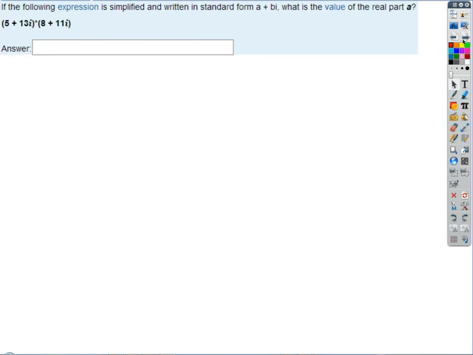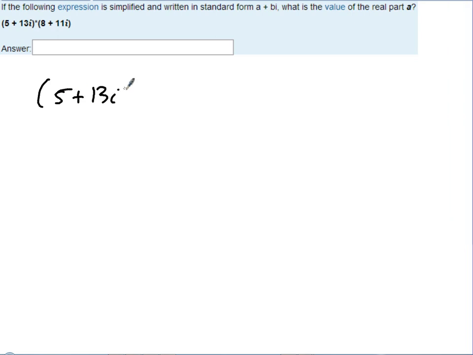Last one. I think we're getting close. We won't even try to do the graphing calculator one today. We'll just stop at the end of the non-graphing. This is a lot of stuff. Same kind of deal here, only this time we're multiplying. You've had quite a bit of practice with this, but let's take a quick look at one of these. So 5 plus 13i times 8 plus 11i.